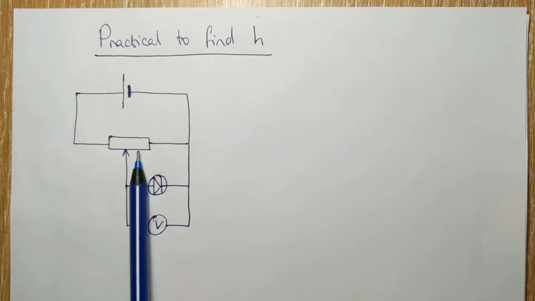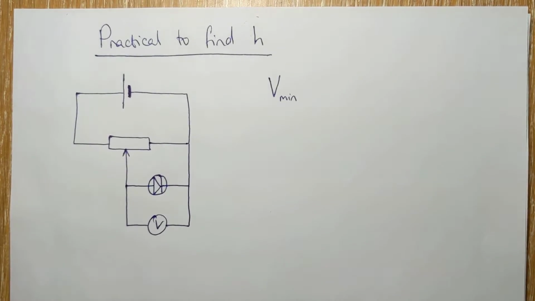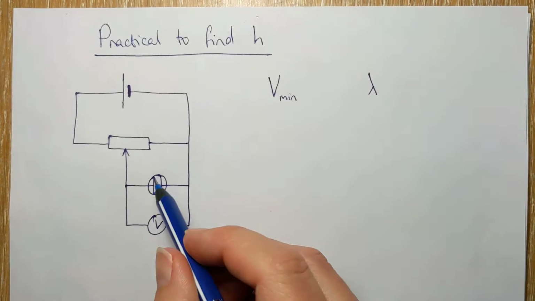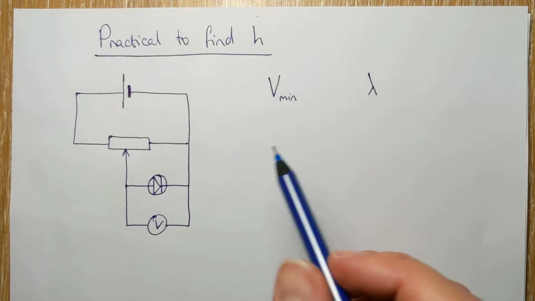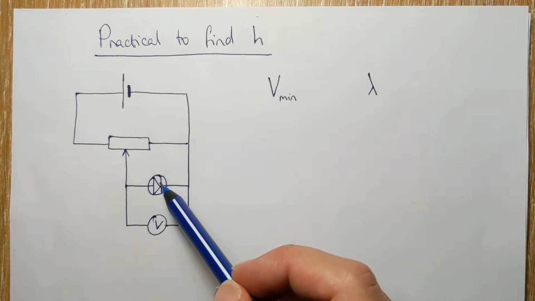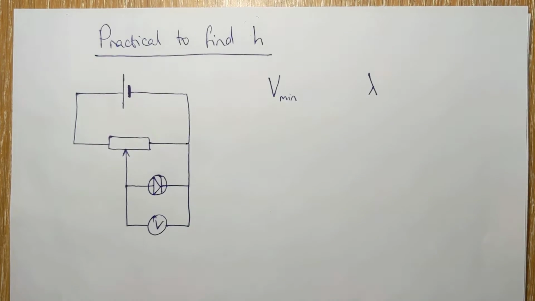So increase it until the LED only just lights, and then we write down what the PD reading is, and that is called Vmin, the minimum PD that will cause the LED to light. Now we also write down the wavelength of the LED, and that you just get from the manufacturer's information. Okay, once you've done that, you then change the LED to one with a different wavelength, so a different colour LED, and repeat. And you do that for, if you can, 5 LEDs.